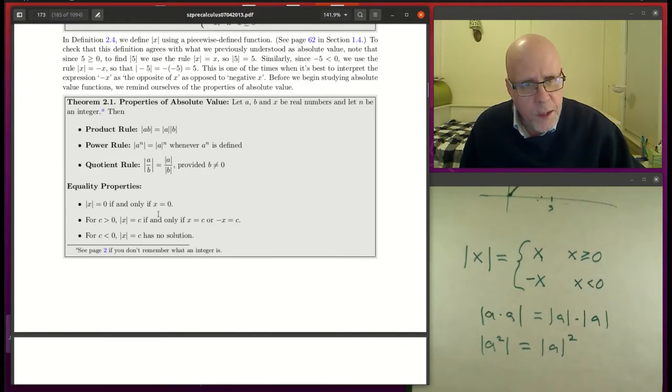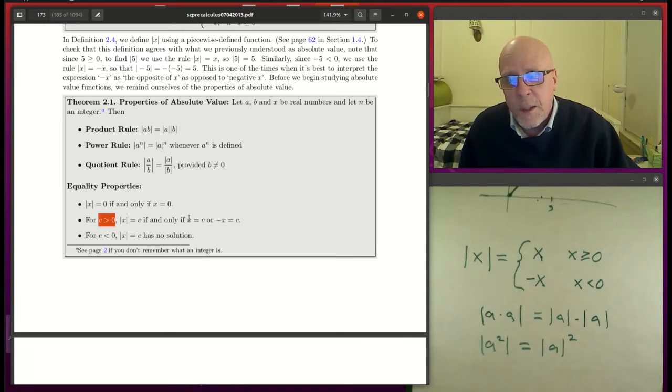If you are trying to solve an absolute value problem, you'll need this rule: if the absolute value of some quantity, and it needn't just be the variable x, it might be some complicated expression in there, is equal to some positive number, and it says up front that c is positive, well, that happens in two situations, and two situations only. Either the thing inside the absolute value is literally equal to c, or its negative is equal to c.